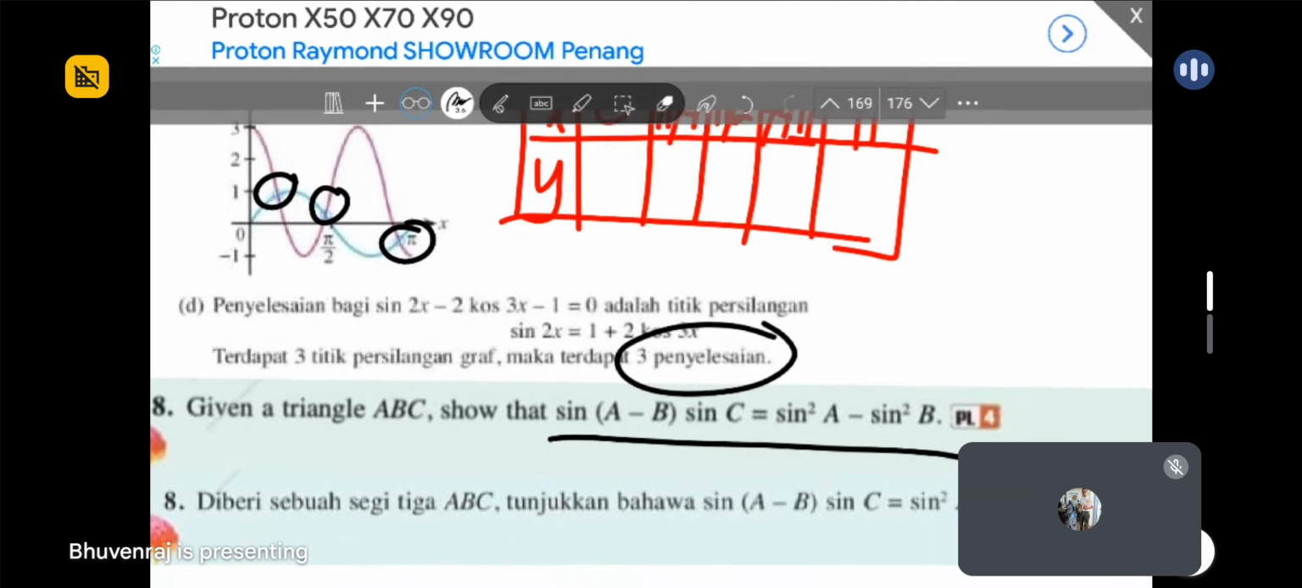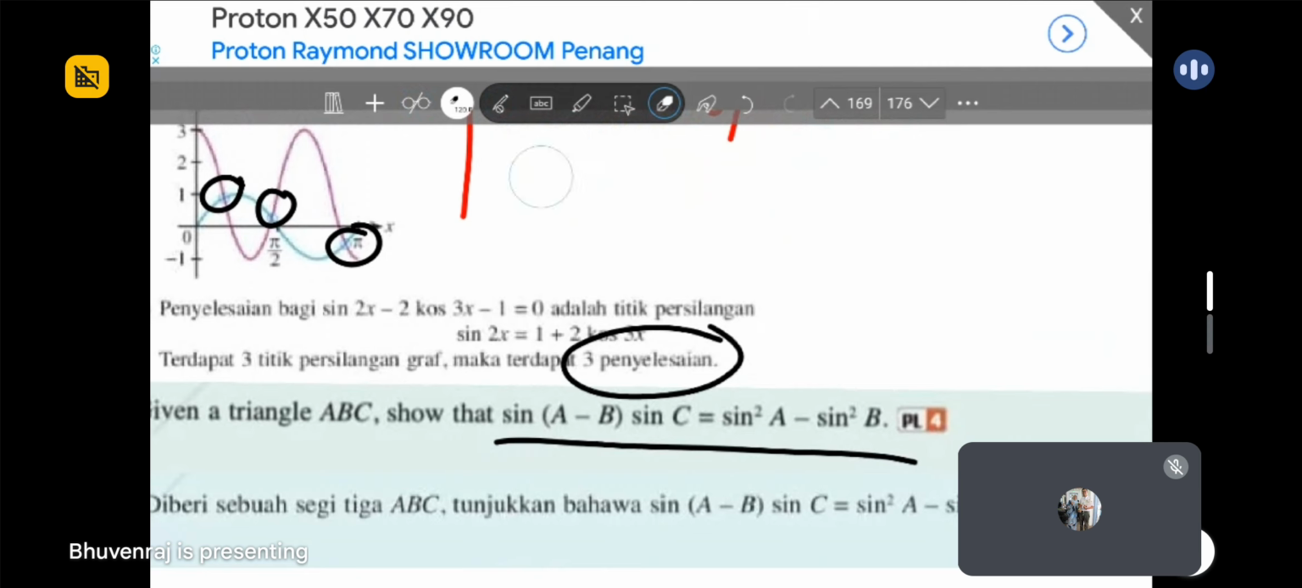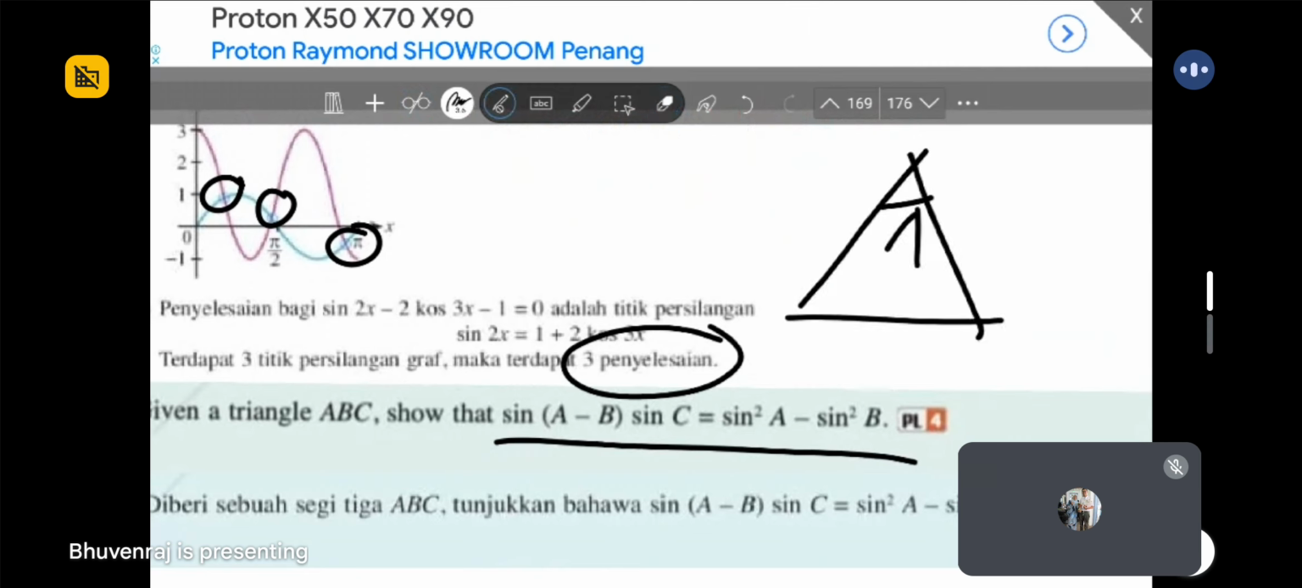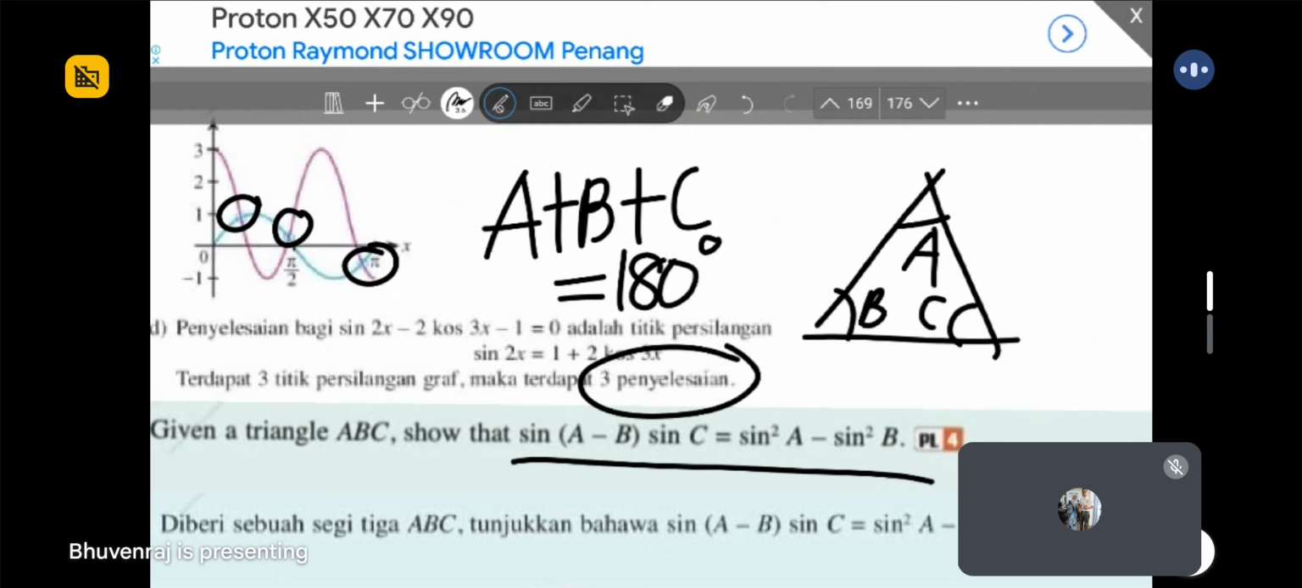Again, you have a triangle, right? So draw it out. Bila mereka kata macam ni, lukis saja. Just draw a triangle. Okay, so you have A, you have B, you have C. So what is the concept? A plus B plus C equal to 180 darjah. That's all. Okay, so guys, tell me where you want to start from. Kamu nak mula dari mana? Over here, left hand side or right hand side?